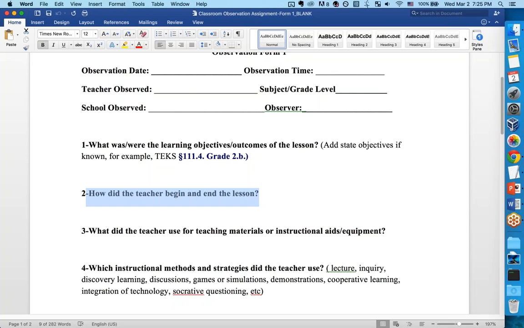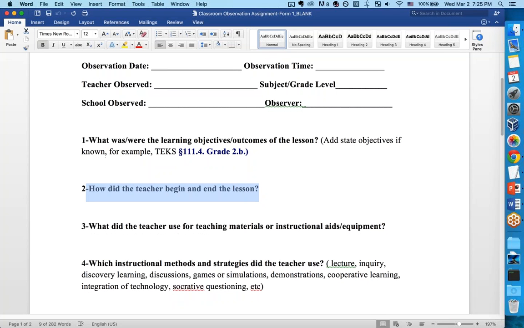So did the teacher use certain procedures in the beginning, and how did the teacher end or close the lesson, right? Now you want to take a look at what you learned so far from this classroom. You want to take a look at the teacher's practices critically and analyze what they do in the classroom.